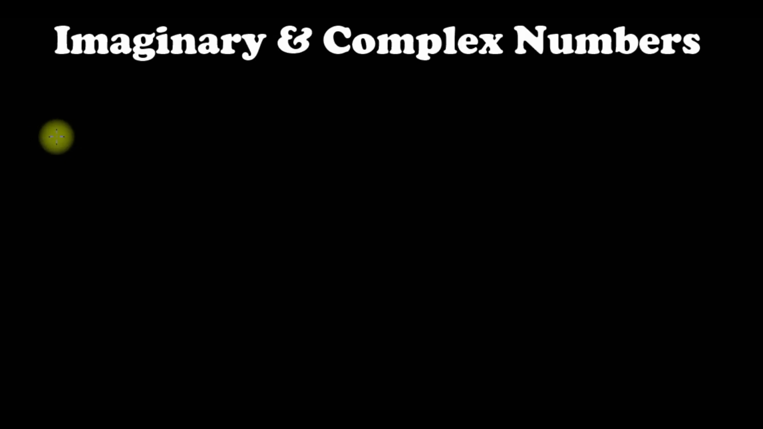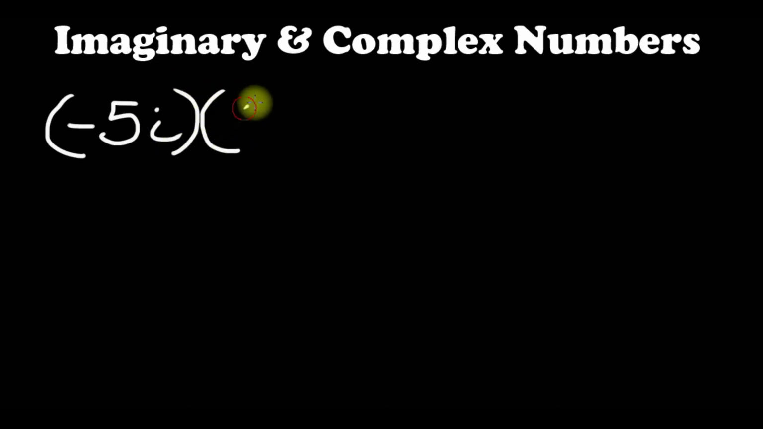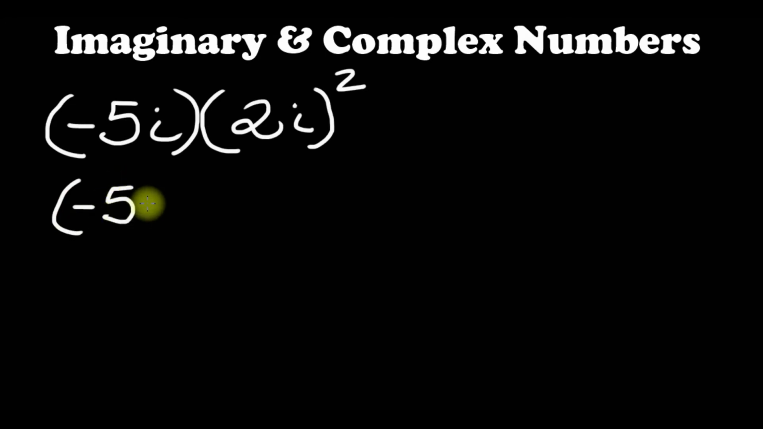So here we are going to simplify -5i multiplied by (2i) squared. So here we have two operations: multiply and exponent. You have to get rid of the exponent before you multiply. So we're going to leave the -5i alone for now.